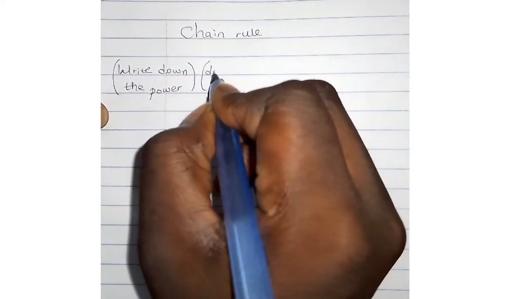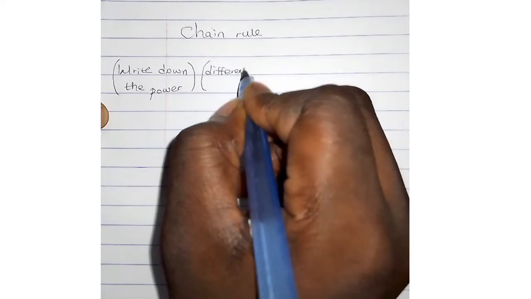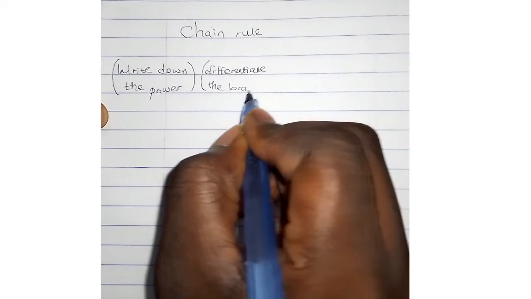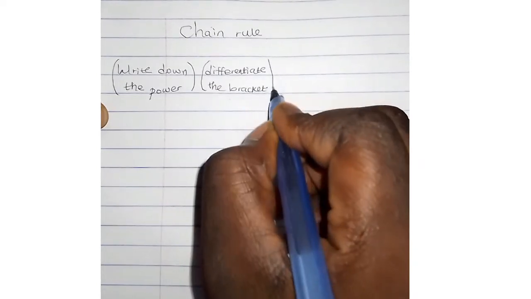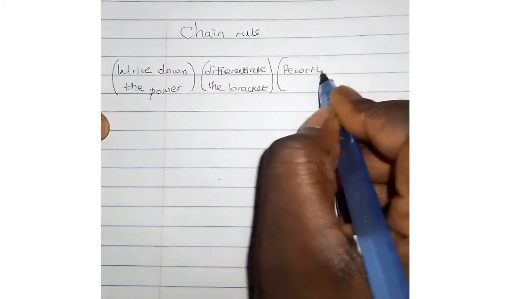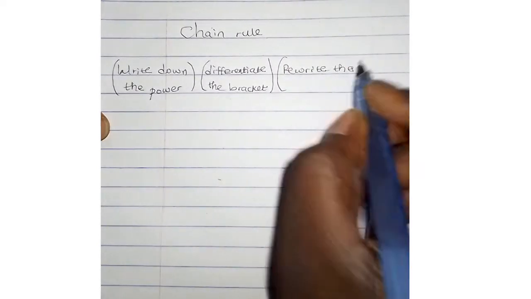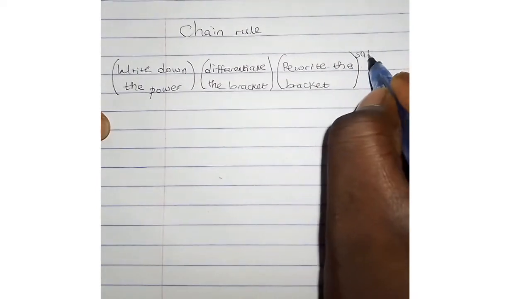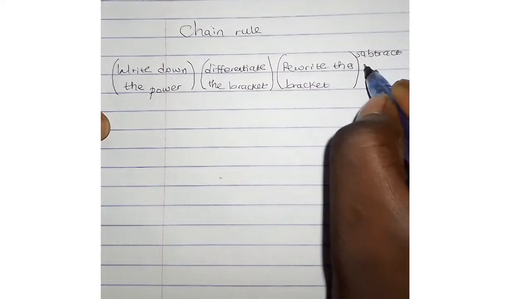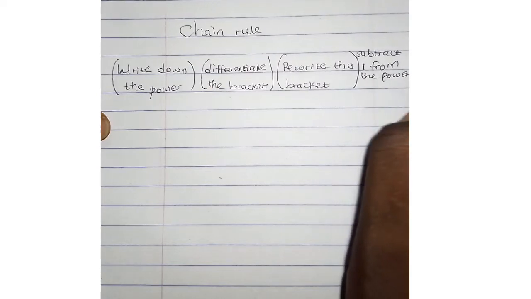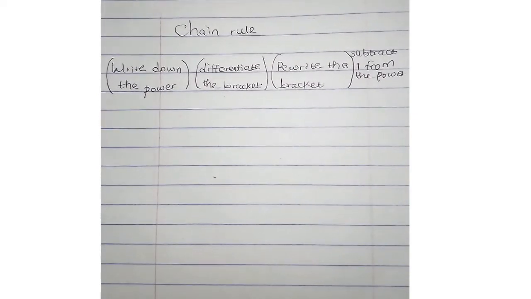Then you differentiate the brackets given to you, which is the function. Then you rewrite the brackets, then subtract 1 from the power. Alright, now let's take an example using this shortcut on the chain rule.